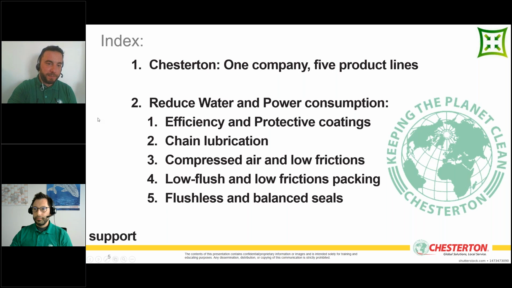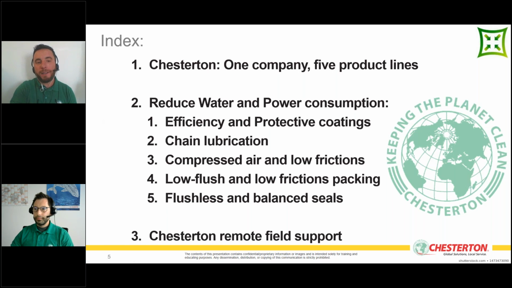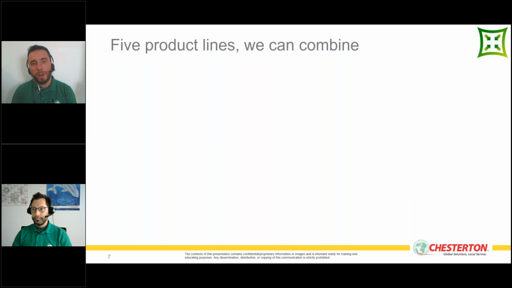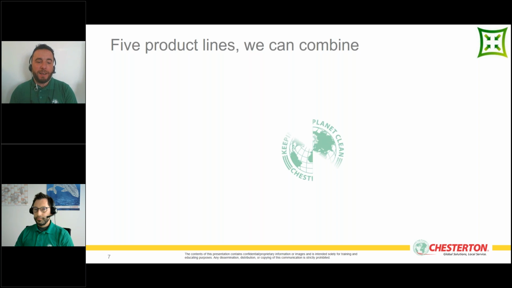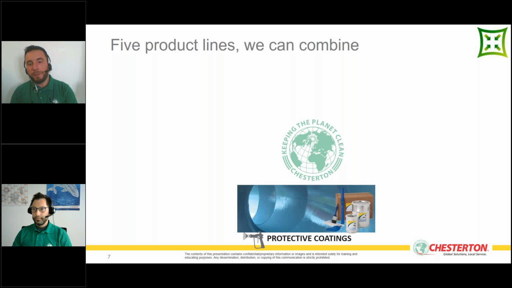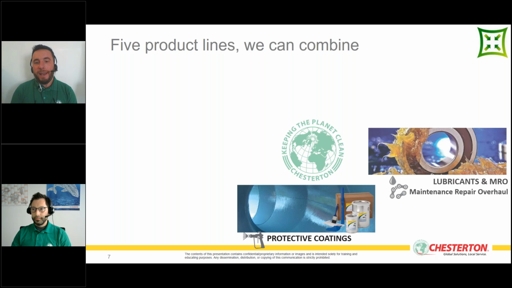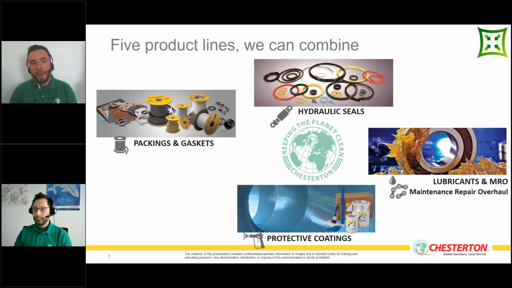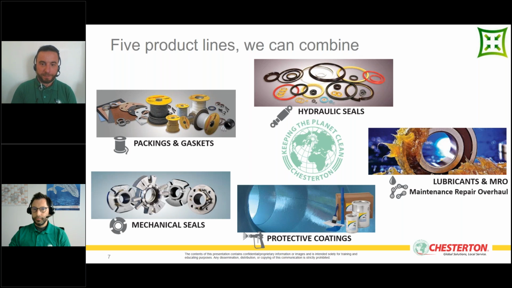1 per product line, because you might know that Chesterton has 5 product lines. So that's the reason why we are 5 presenters today. Chesterton designs, produces, and sells protective coatings, for example, but also lubricants and maintenance, repair, overhaul products. We will see some solutions also from the hydraulic seals, together with the packing and gaskets, and finally we will conclude with the mechanical seal division.